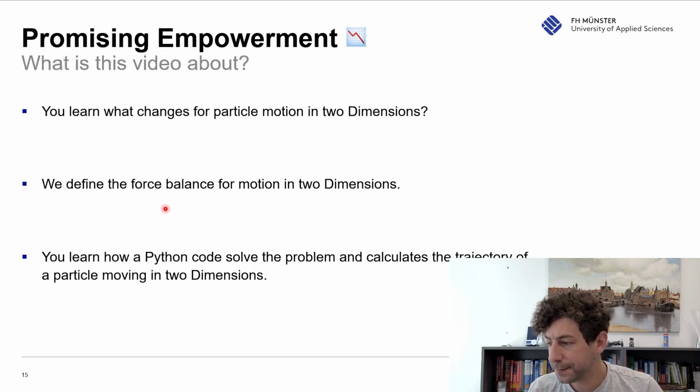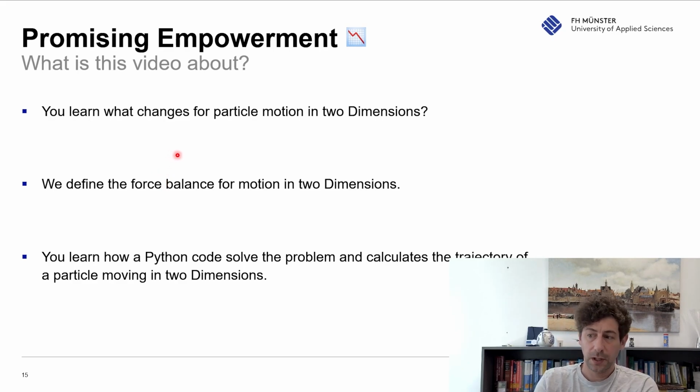So with this, I'm done with the video. I'm sorry, it's quite a long video and we have some complicated parts here. I think what changes for particles in motion in 2 dimensions is quite easy, and the force balance also is quite easy. But then when we start to separate in X and Y direction, it gets a little bit more complicated, and I hope it wasn't too complicated in the explanation when we try to translate it into the Python code. But I hope with this you learned how to make the force balance in 2 dimensions, how to use a Python code to solve the problem, and how to plot the trajectories.